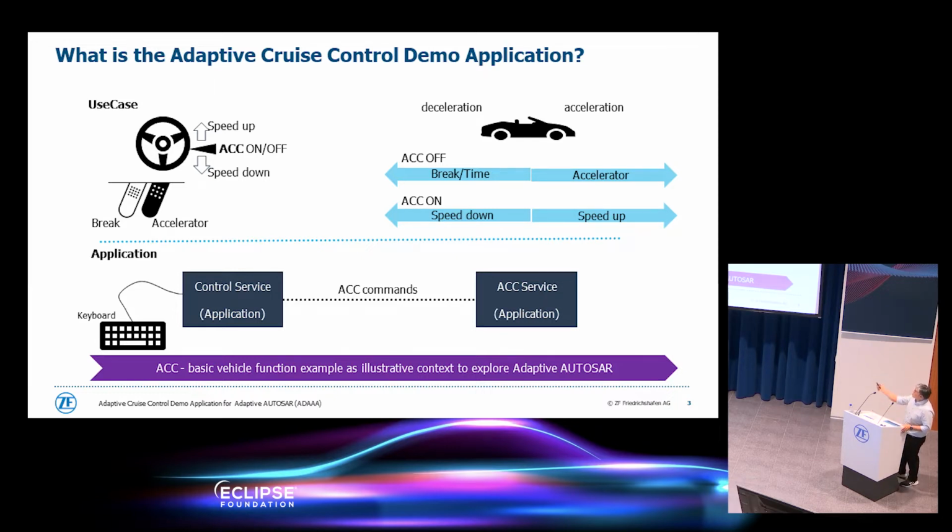The demo application that this talk is about is provided as two service applications, the control service and the ACC service. The ACC service represents the software in the vehicle, so it does the acceleration, deceleration, and keeps track of the state of the vehicle. The control service receives keyboard commands and sends them over as ACC commands, so it represents the user interface of the ACC. Very, very basic.